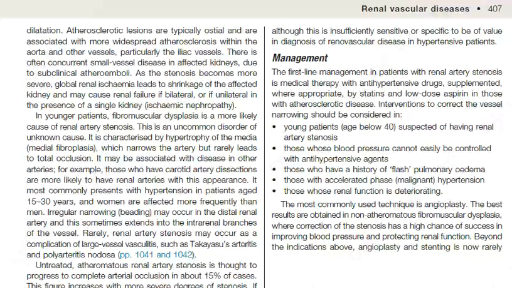It most commonly presents with hypertension in patients aged 15 to 30 years, and women are affected more frequently than men. Irregular narrowing, beading may occur in the distal renal artery, and this sometimes extends into the intrarenal branches of the vessel. Rarely, renal artery stenosis may occur as a complication of large vessel vasculitis such as Takayasu's arteritis and polyarteritis nodosa.